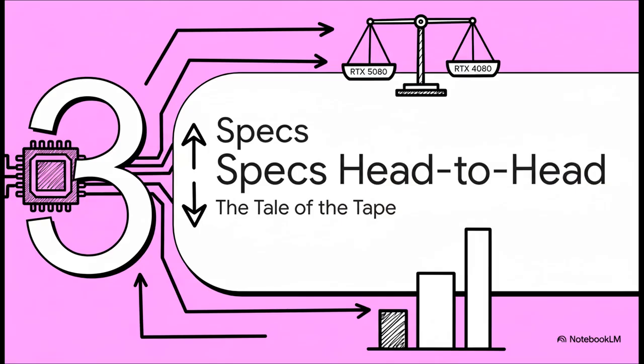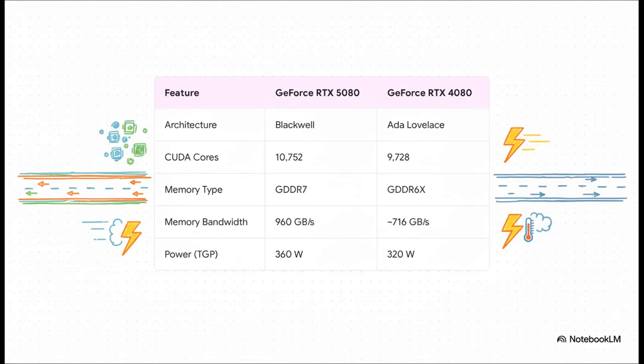Okay, so the AI engine is an absolute beast, we get that. But what about the rest of the card? Let's put these two side by side and really look at the tale of the tape. So looking at the chart, yeah, the 5080 has more CUDA cores, which is great for general-purpose stuff. But the real story here is the memory.